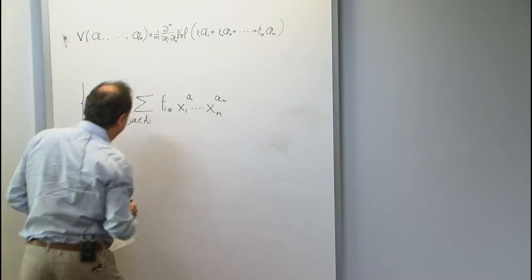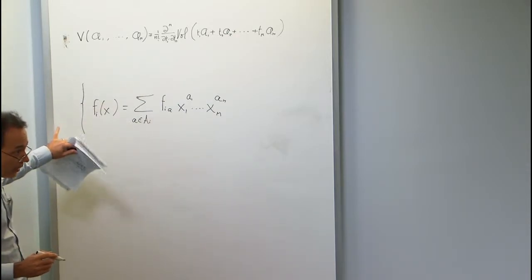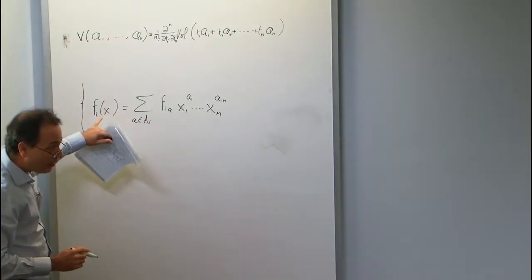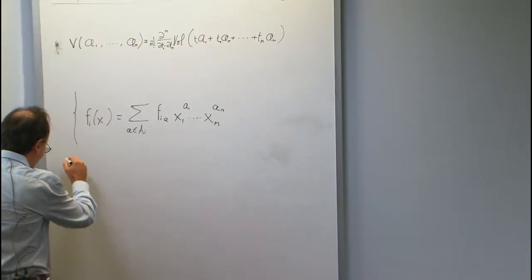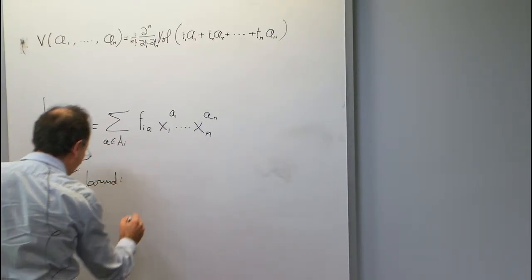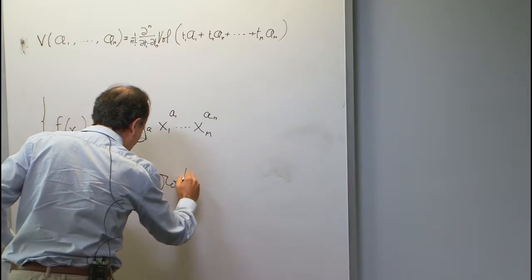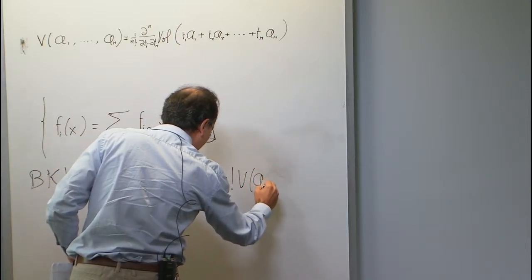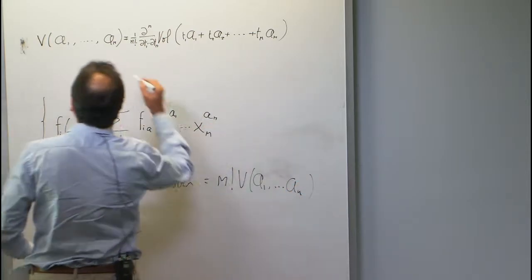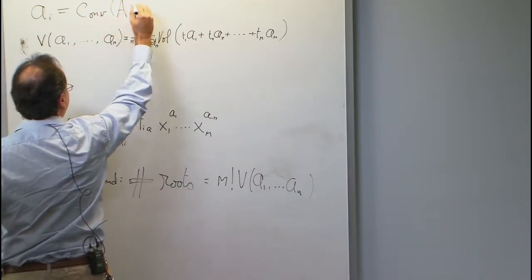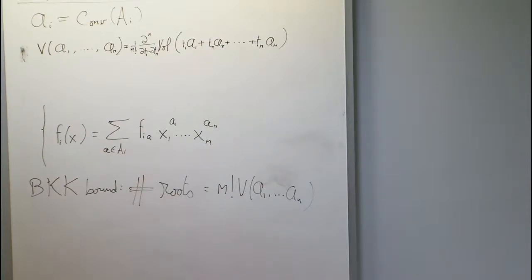So if we count the roots in C star n of this sort of system, we obtain factorial n times the mixed volume. So the BKK bound says that the number of generic roots is n factorial times V of A1 through An, and here Ai is just the closure, the smallest convex set containing the support of this equation.